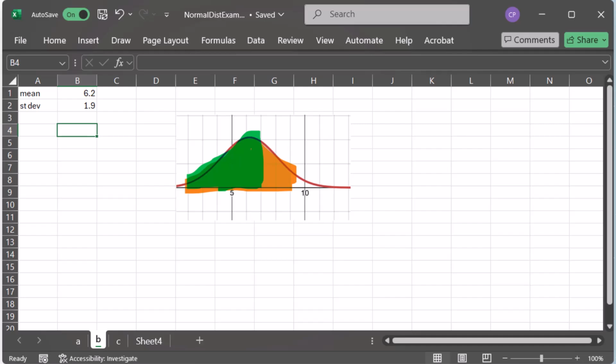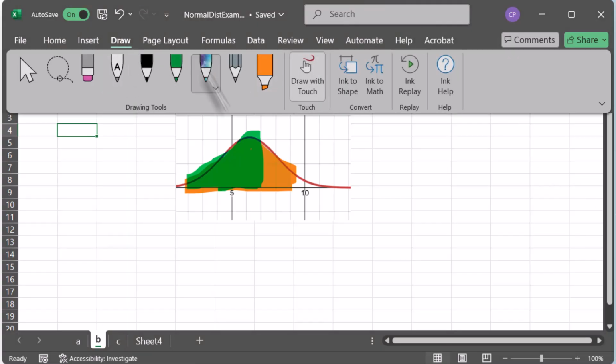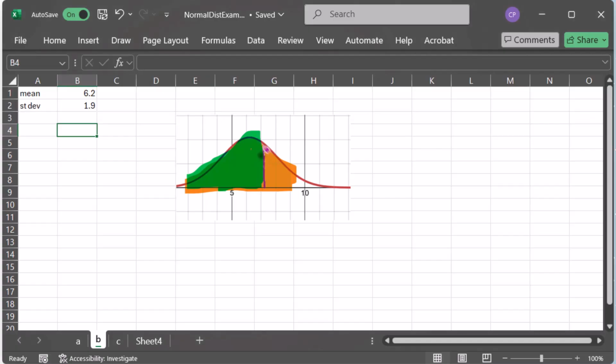And if we find both of those two areas, you can see that they overlap. The area to the left of 9 contains the area to the left of 7. So we'll just take the difference between those two, and that will give us the area that we want, that's sort of in between those two values.